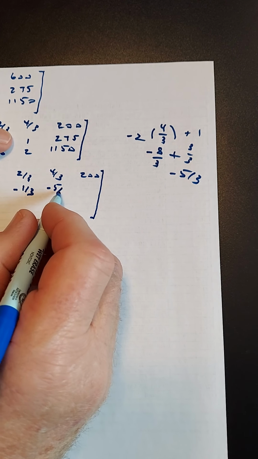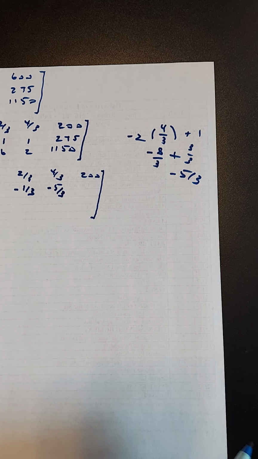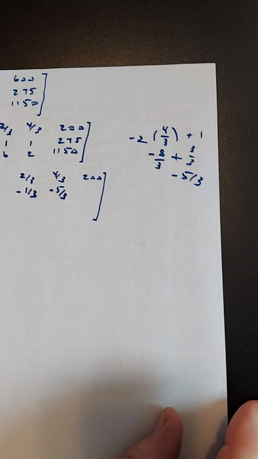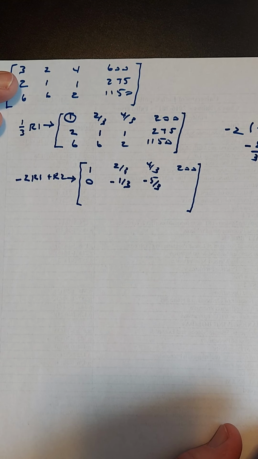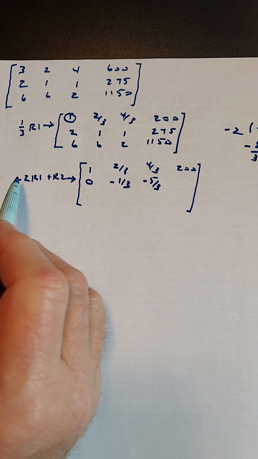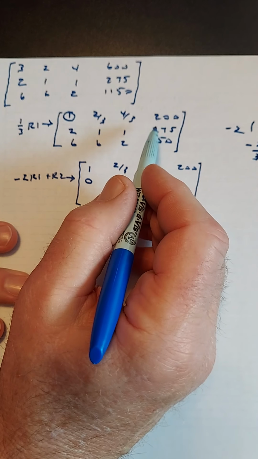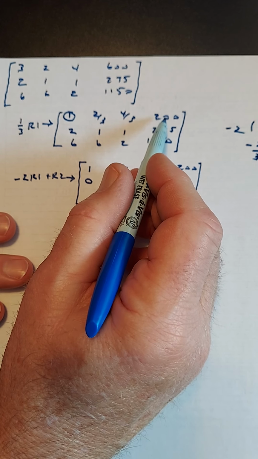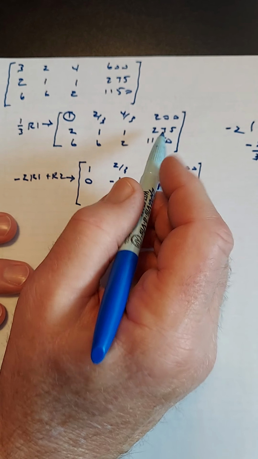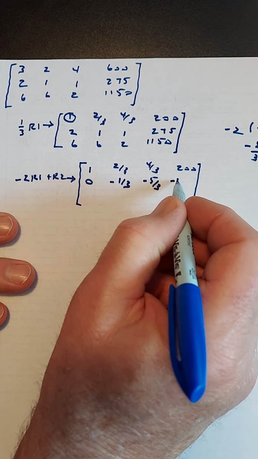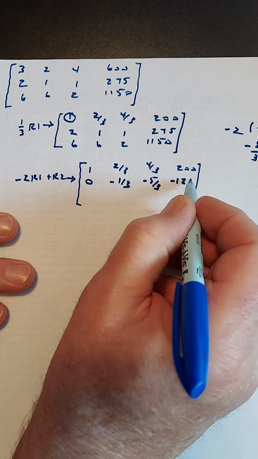I can do a lot of stuff in my head. You may not be able to. You do what you need to do. Okay, so -2 times 200 is -400, plus 275 is going to be -125.